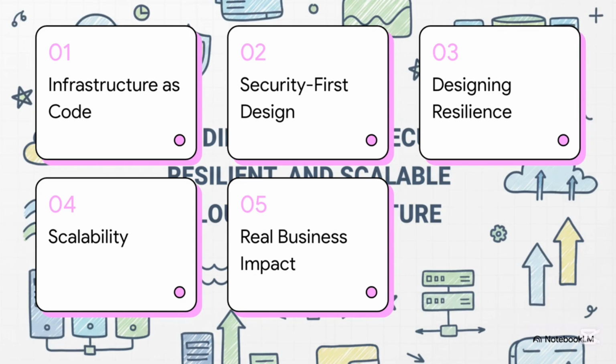We're going to cover 1. Infrastructure as code, 2. Security-first design, 3. Designing for resilience, 4. Scalability, and 5. Real business impact. Let's get right to it.